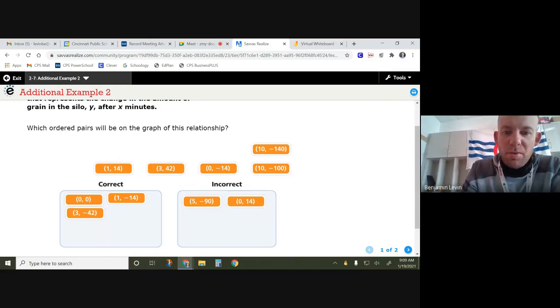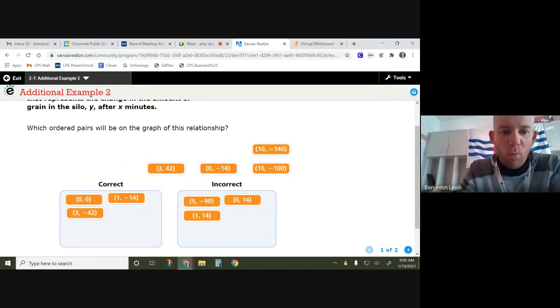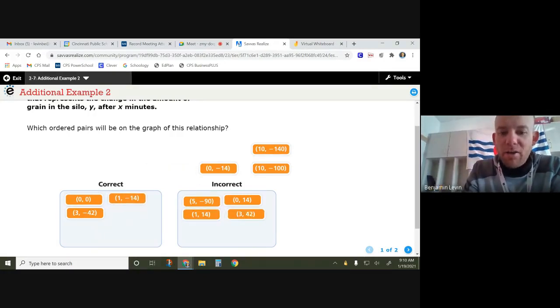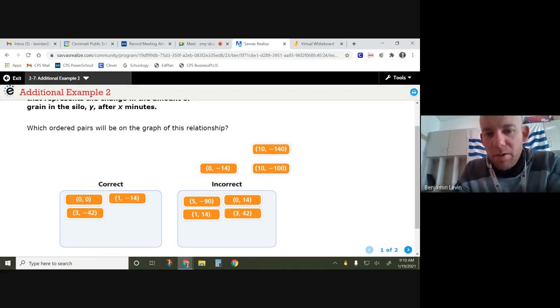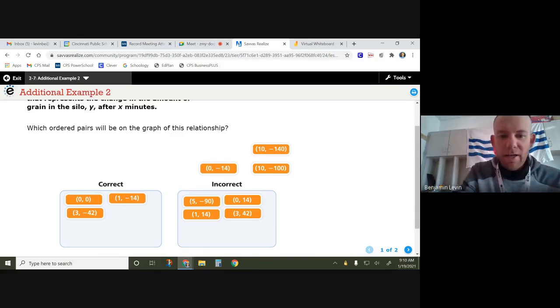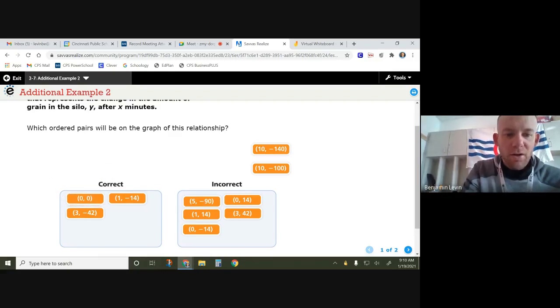This one we know is wrong because at 0 it should be 0, 0. This one we know is wrong because at 1 it should be negative 14. This one's positive 14. Anything with a positive y value has to be wrong because our slope is negative. So our y value is going to be negative. We know that's going to be wrong because it's 0, 0, again, right here. So anything with 0 has to be 0.